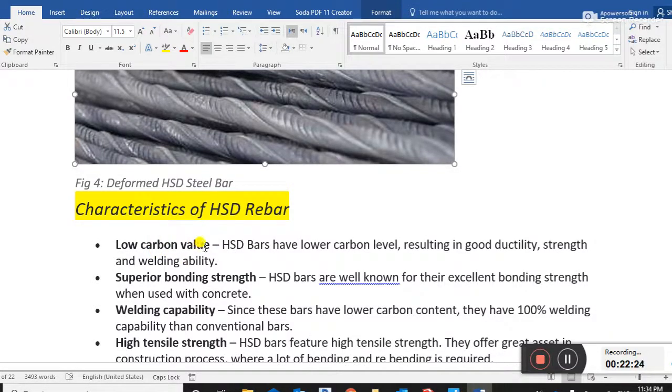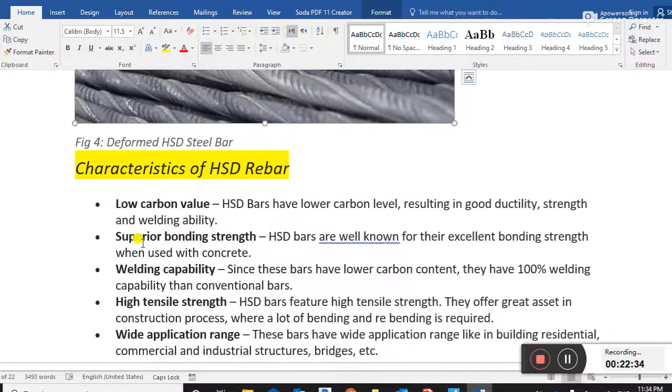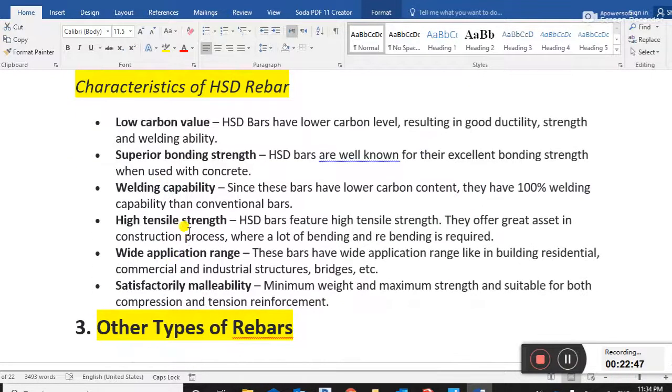Low carbon value. High strength deformed bars have a lower carbon level, resulting in good ductility, strength, and welding ability. Superior bonding strength. HSD bars are well known for their excellent bonding strength when used in concrete. Welding capability. Since these bars have lower carbon content, they have 100% welding capability like conventional bars. High tensile strength.